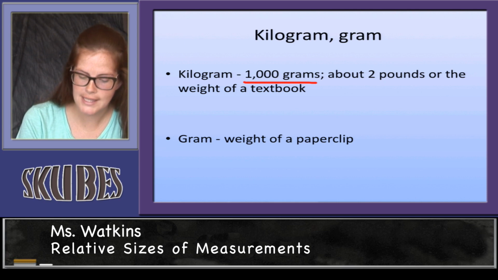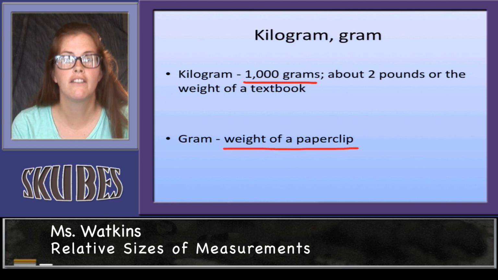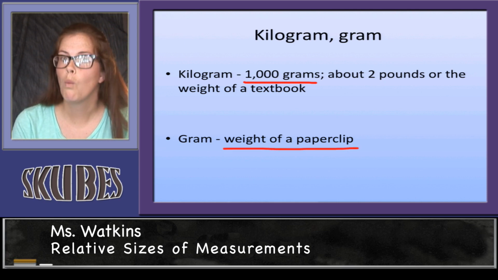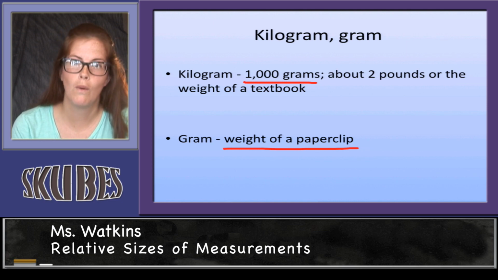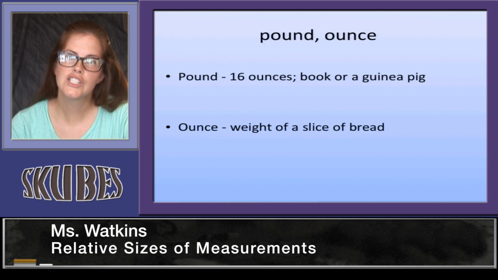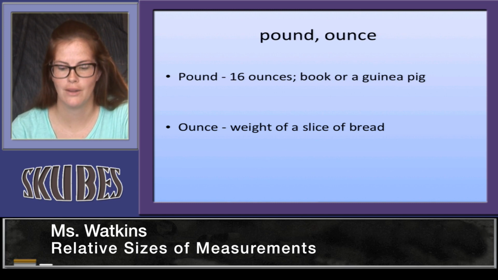And then for a gram, this is easy to remember. Just think of the weight of a paper clip, and it would take 1,000 of those paper clips to equal 1 kilogram. Now let's look at relative sizes of pounds and ounces.